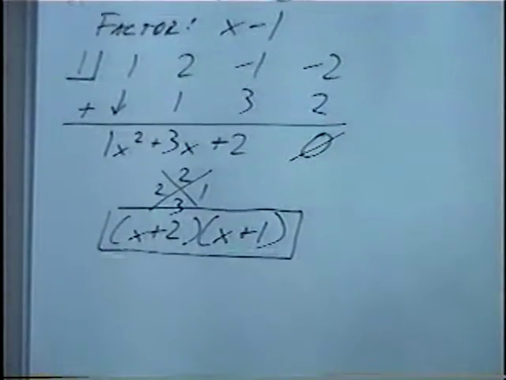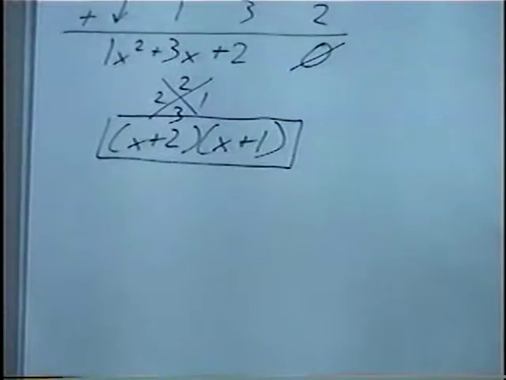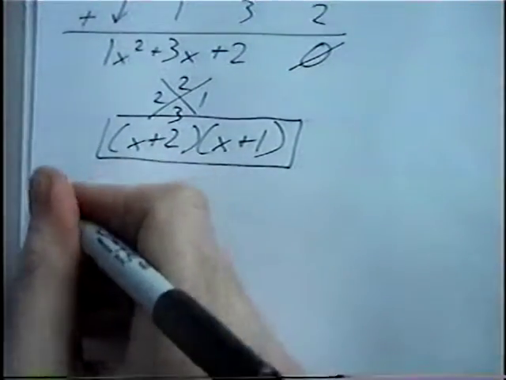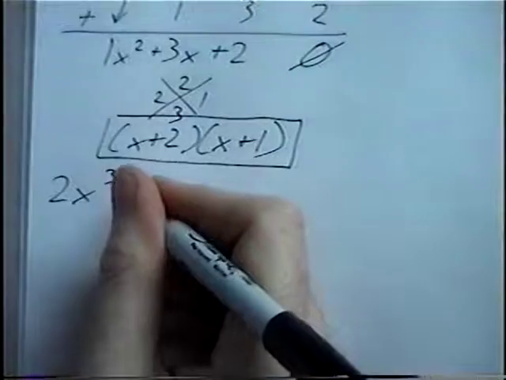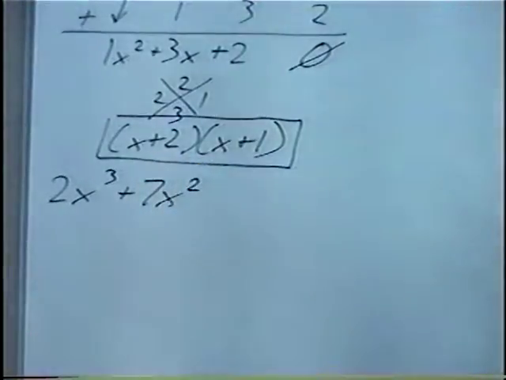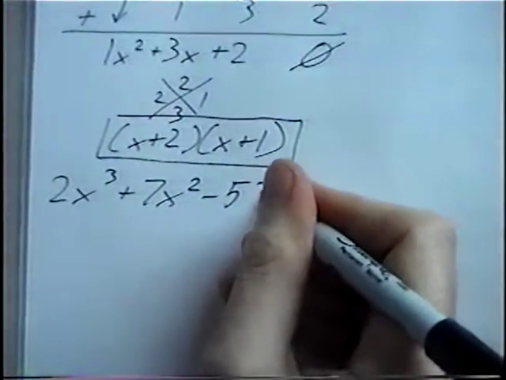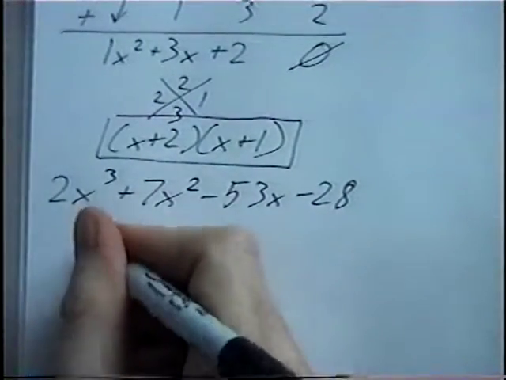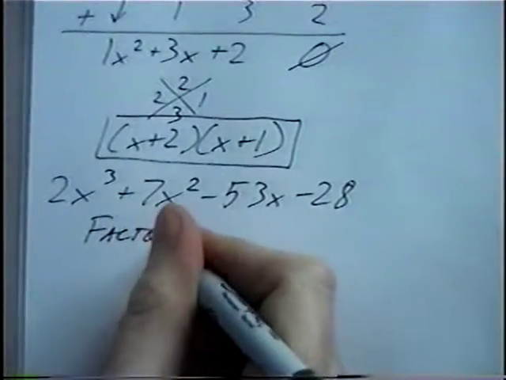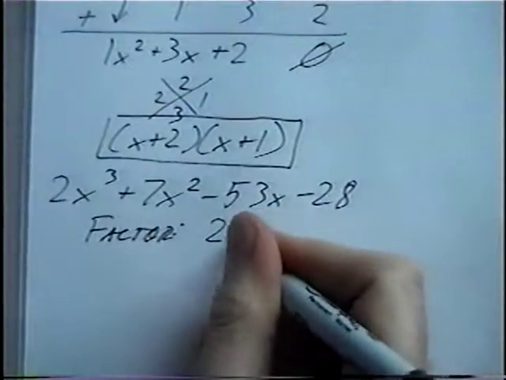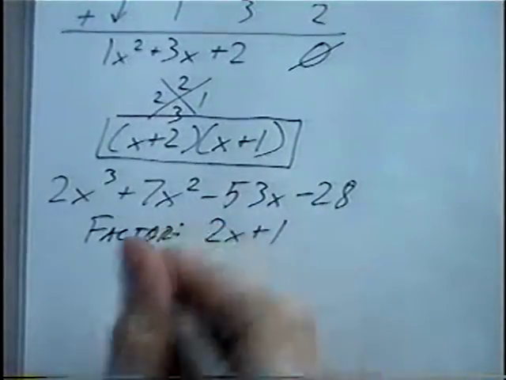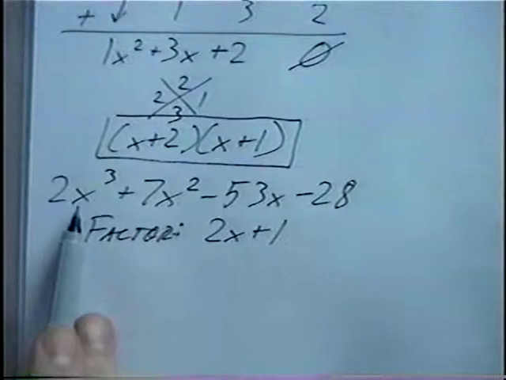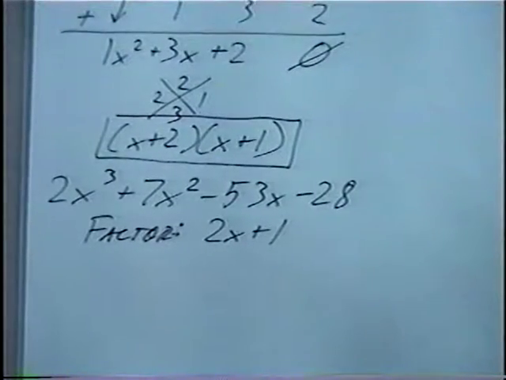Second question is 2x cubed plus 7x squared minus 53x minus 28. And again, a factor given is 2x plus 1. Given this factor, we want to find the remaining factors or factor the rest of the polynomial.